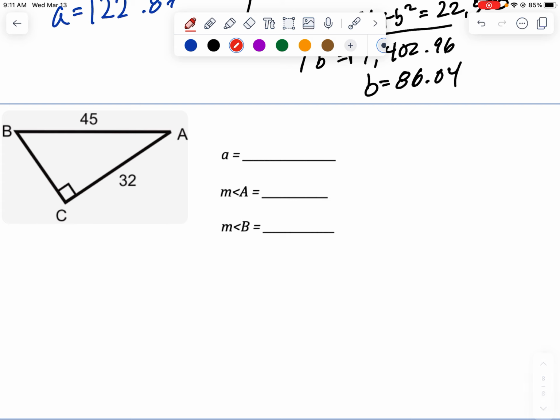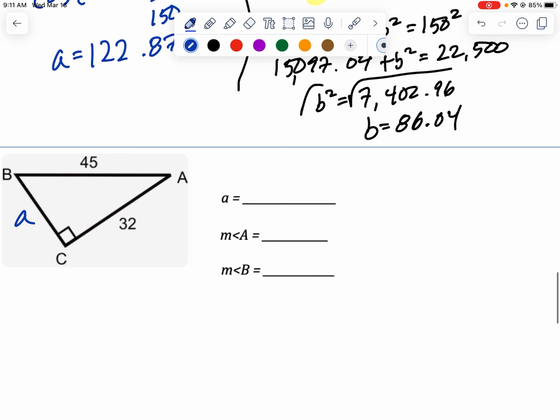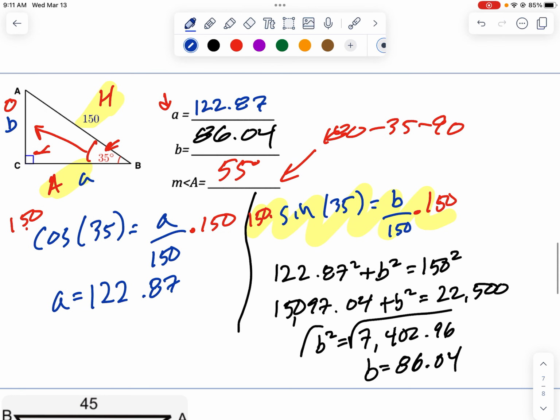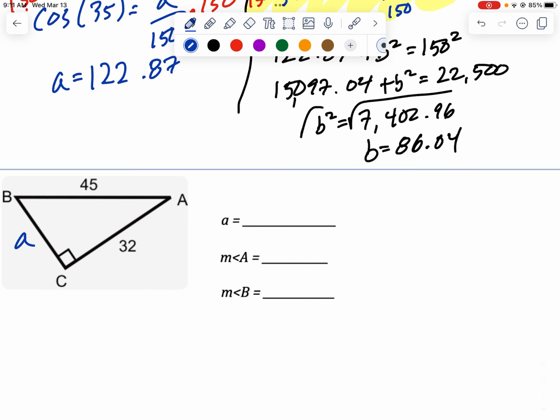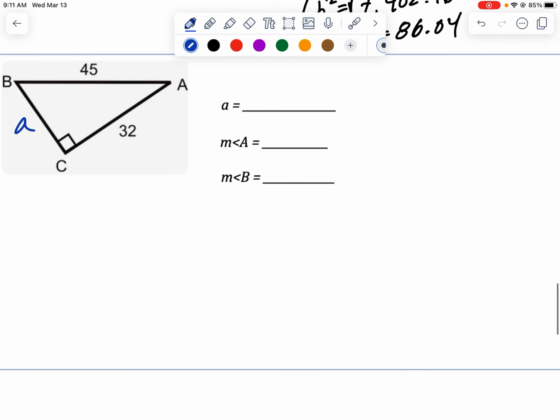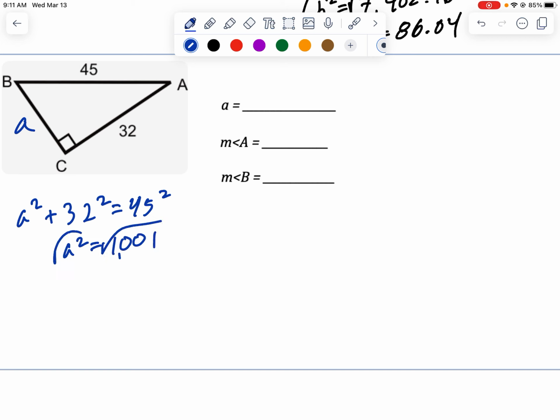Find side A. This is another solve a right triangle, but the difference is I have two sides and no angles instead of just one side and two angles. So to find side A, I would have to use the Pythagorean theorem. I have two sides in a right triangle, and I want to find my third side. So I get A squared equals that. Square root both sides. A is 31.64.